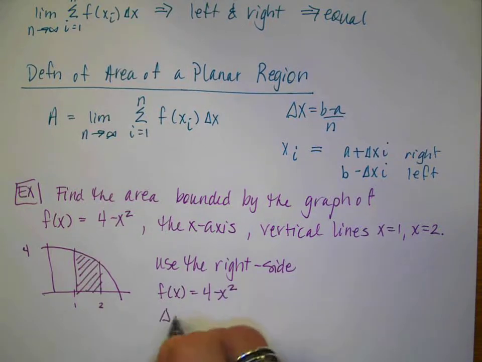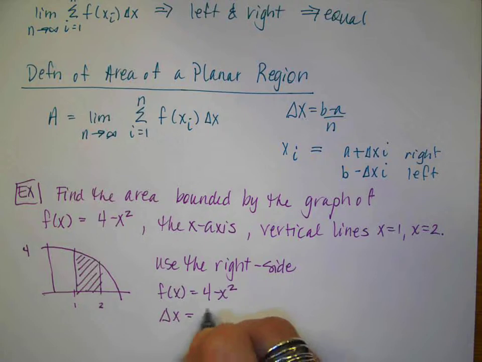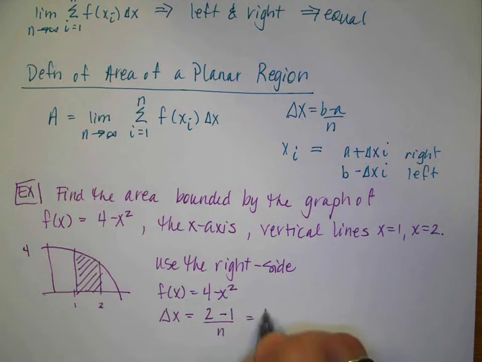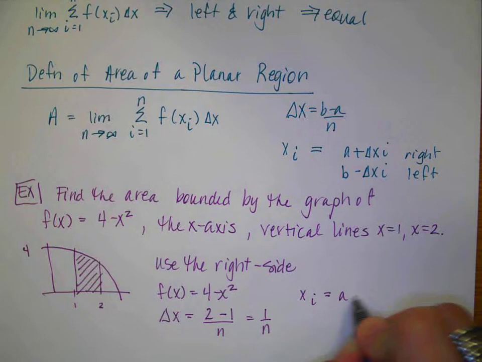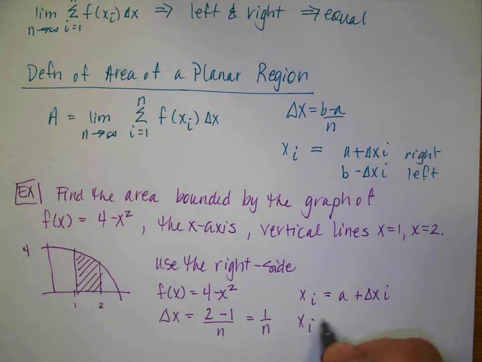So here's my function, 4 minus x squared. My delta x is going to equal b minus a over n, which is 1 over n. And since I'm doing the right-hand side, my x sub i is going to equal a plus delta x times i. Alrighty?